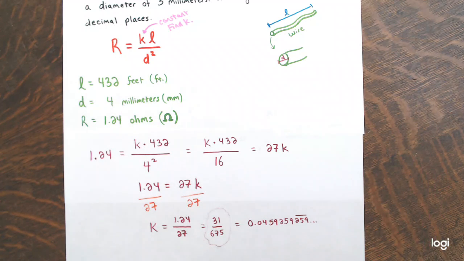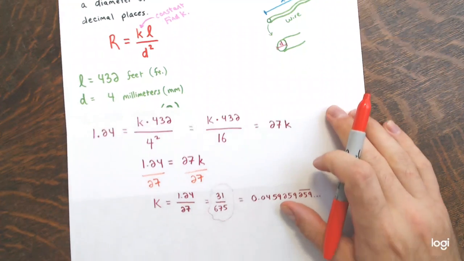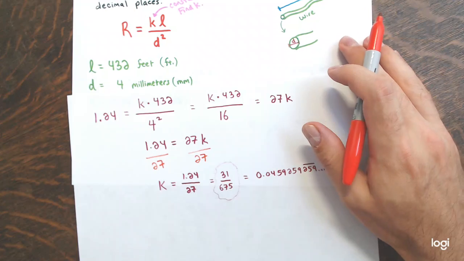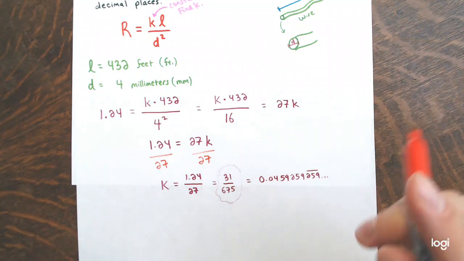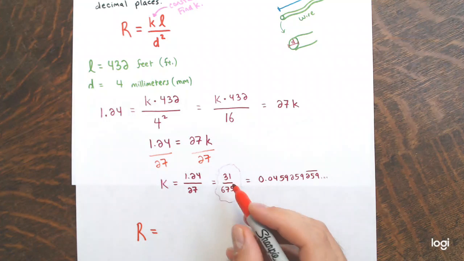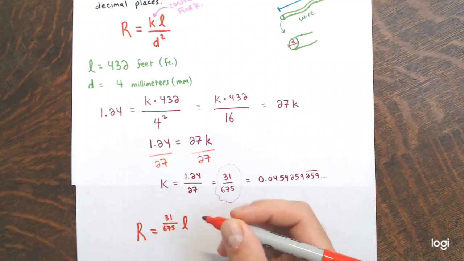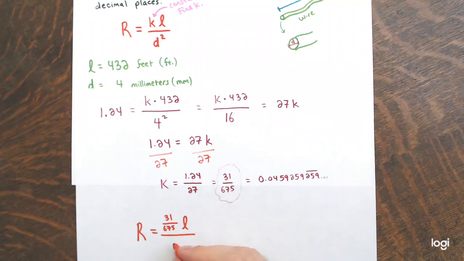Okay, so now I can complete the equation, replacing k with this fraction here. And we get our equation describing the relationship between resistance and the length of the wire and the diameter of the wire. So the resistance equals 31 675ths times L in the numerator divided by d squared in the denominator.